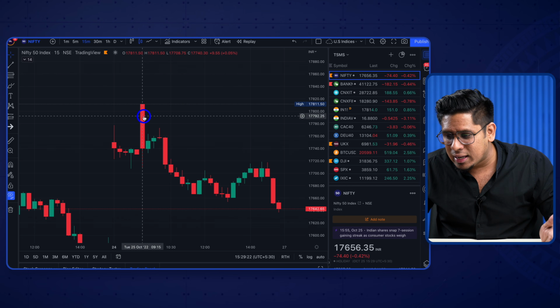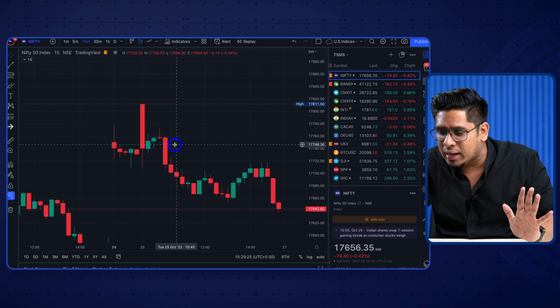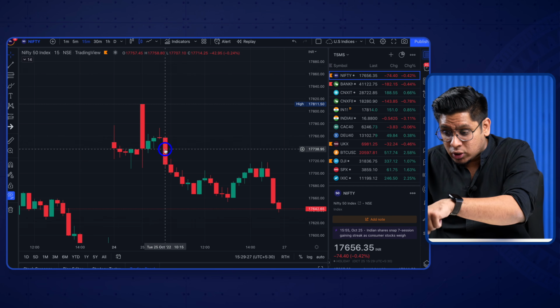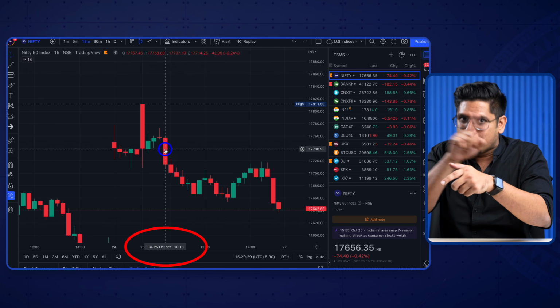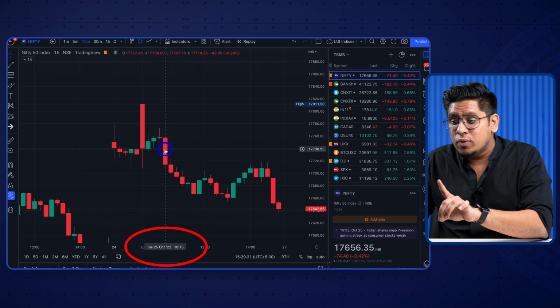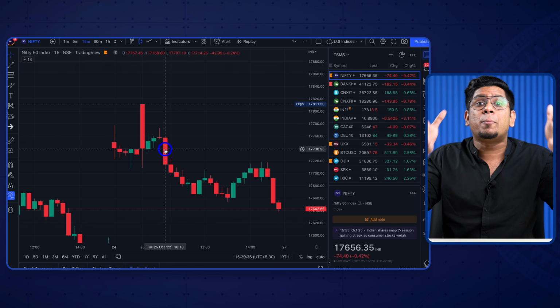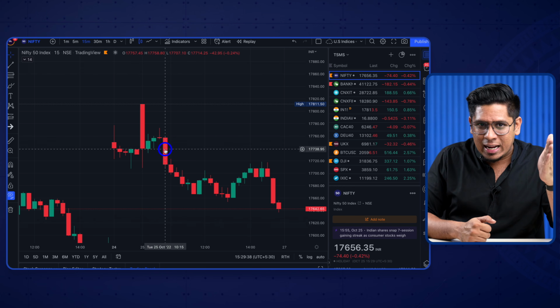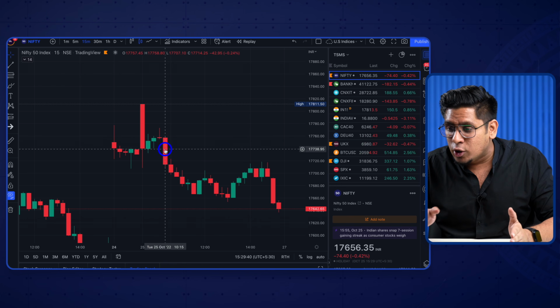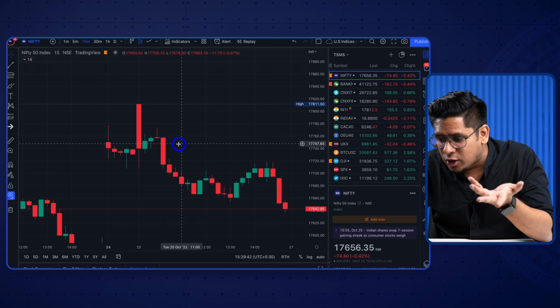Right? So if you look here again, or let's go to some other candle, right? Let's take this candle for an example. As you can see here at the bottom, I hope there is a circle which is coming there. Now that is a candle at 10:15 a.m., which means that candle depicts the price movement of Nifty from 10:15 a.m. till 10:30 a.m.